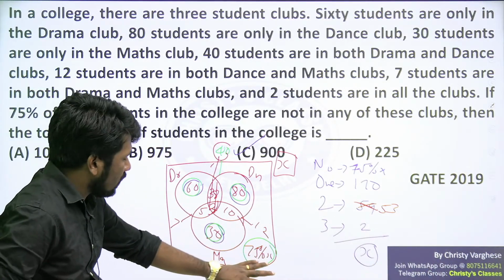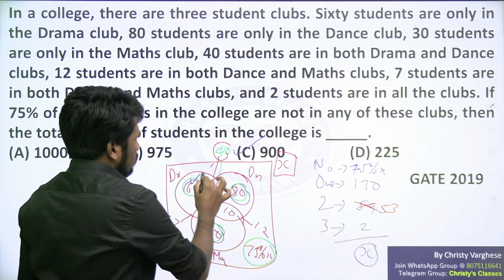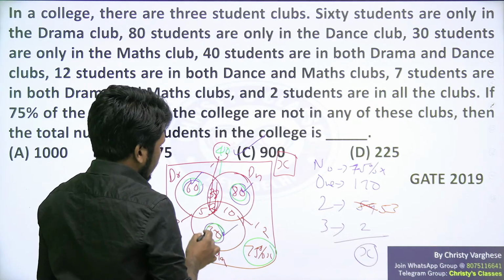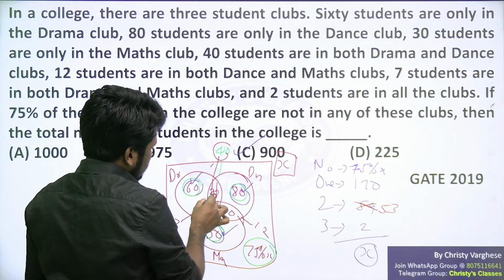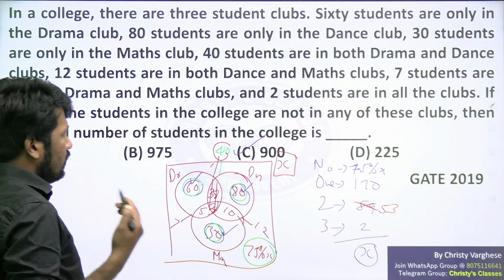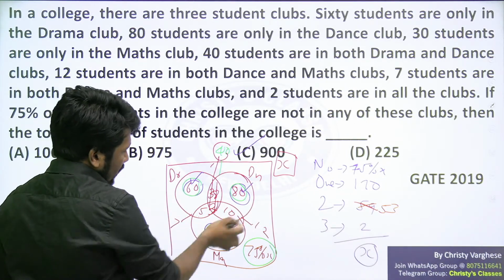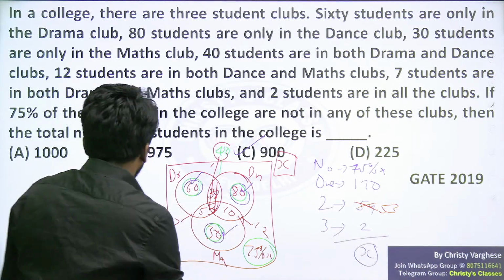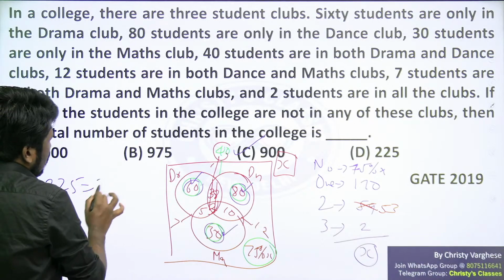no club involving people. So 25% will be the sum of 60, 80, 30. That is 100, 170, 170 plus 38 plus 5 plus 10. 170 plus 50, 220, 225 you will get. When you add all these things, that is at least one club involving people. That 225 will be equal to what?